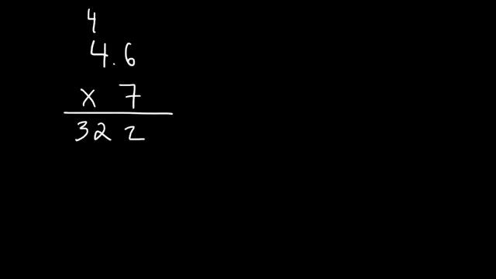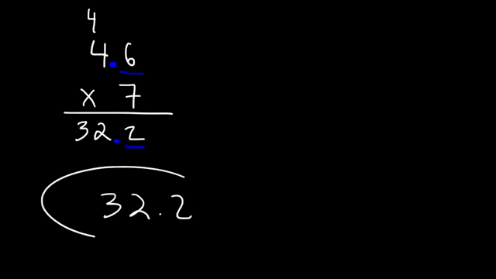Now, notice that we have one number to the right of a decimal point. So therefore, in our answer, we should have one number to the right of a decimal point. So the answer is 32.2.